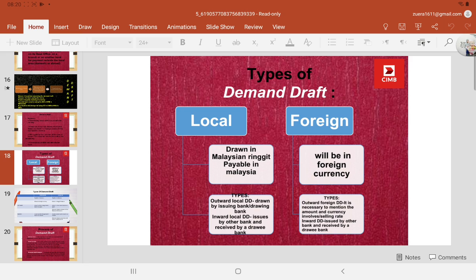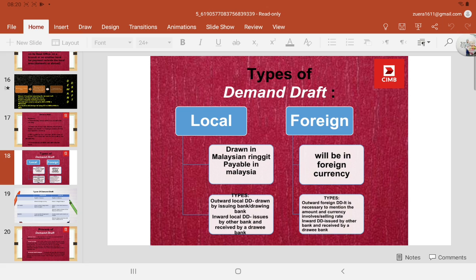Okay, and then the same goes for the foreign. The foreign demand draft will be in a foreign currency. So of course, if we want to transfer the money abroad, we have to change the currency. The foreign demand draft also has two types: outward and inward. For outward, it is necessary to mention the amount of currency.